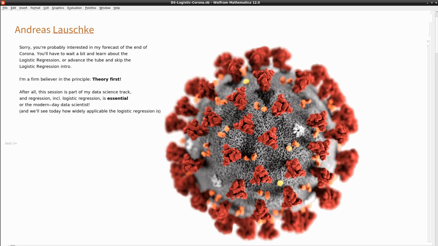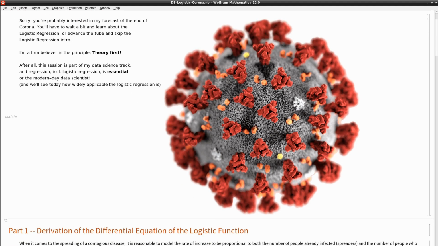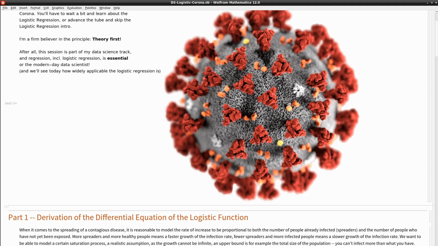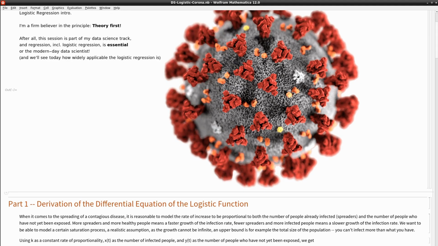And here's a picture of this wonderful creature. This is a picture of Corona. All right, let's get started. So in part 1, I start with the derivation of the differential equation of the logistic function, and then we will use it on a few small problems.